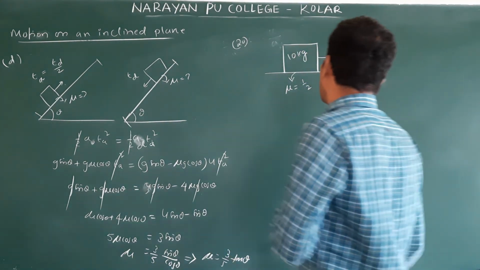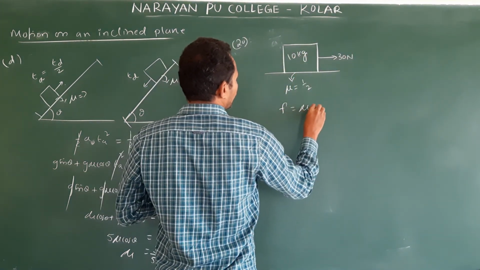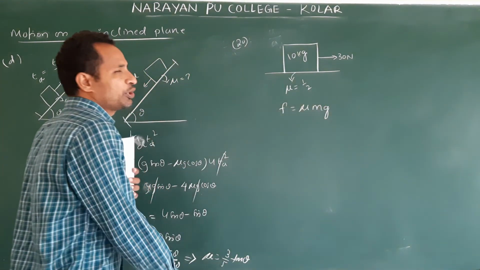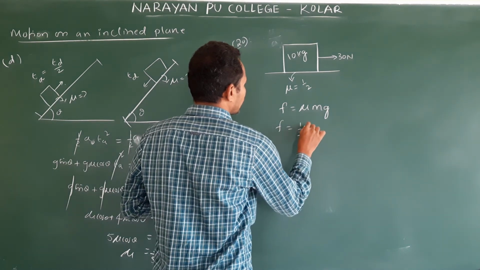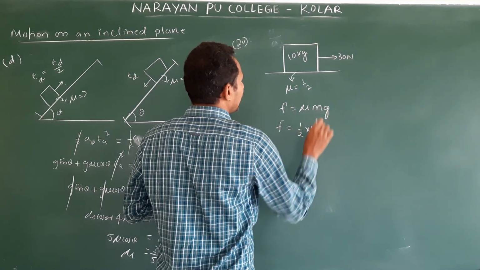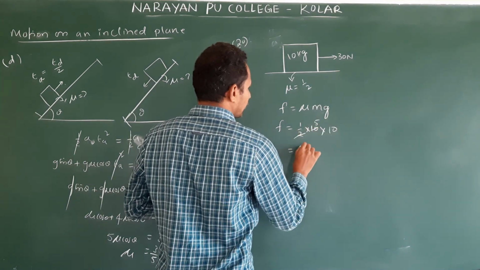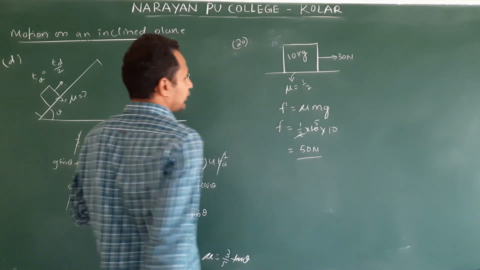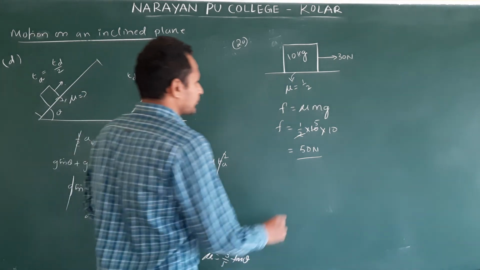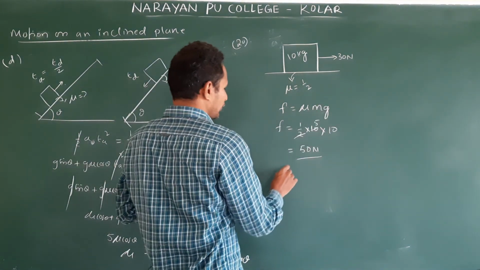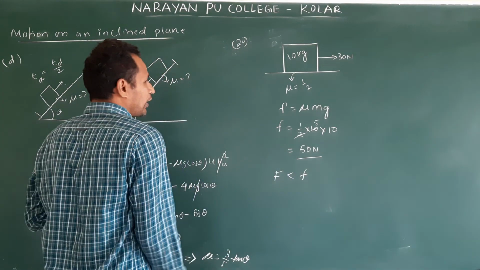Now what is the friction force? Normally F is equal to mu into N, and N is mg. So friction F is equal to 1 by 2 into 10 into 10, which is 50. Am I correct or not? But the applied force is less than Fs, if you follow this formula.